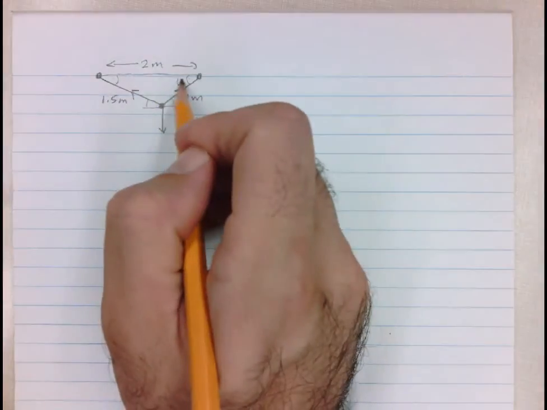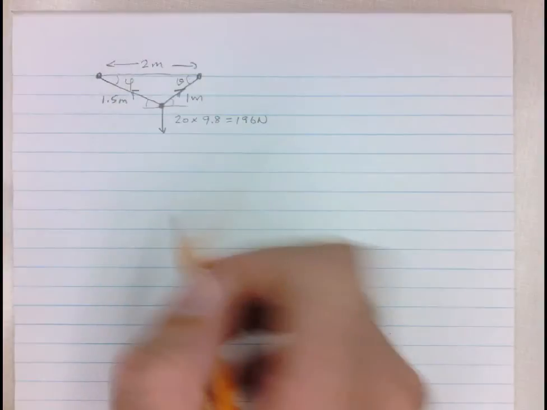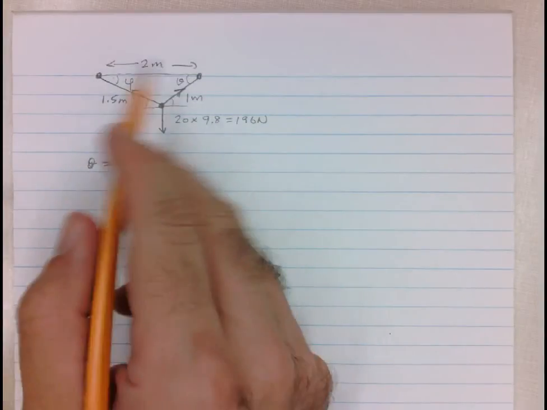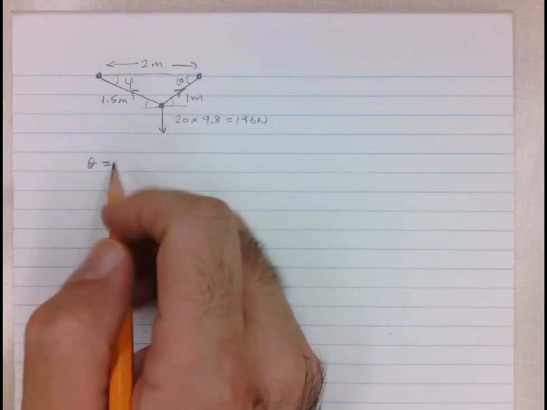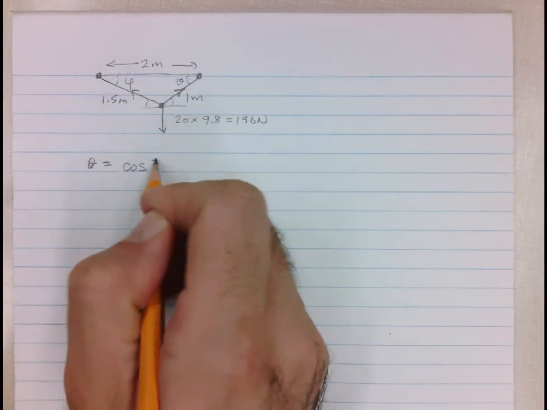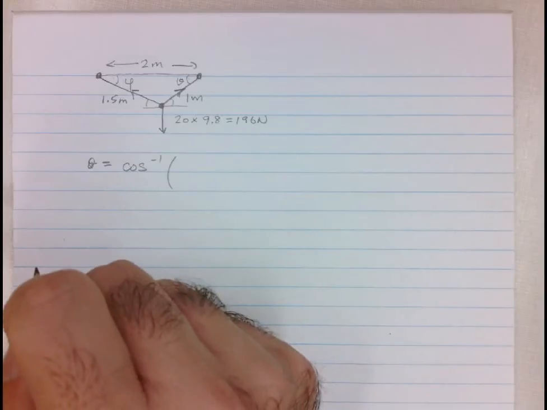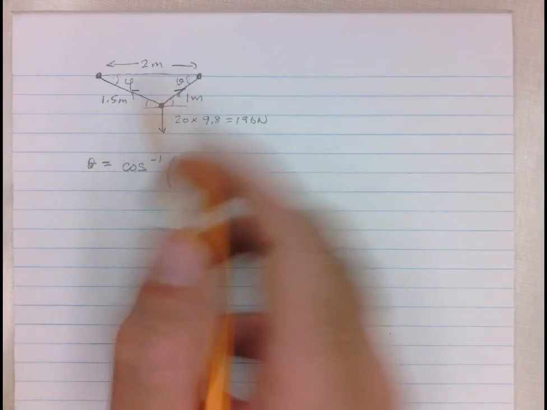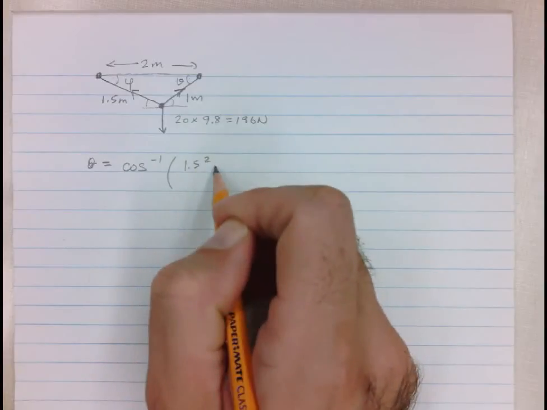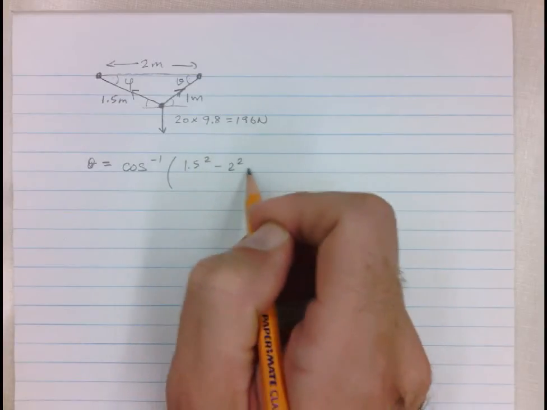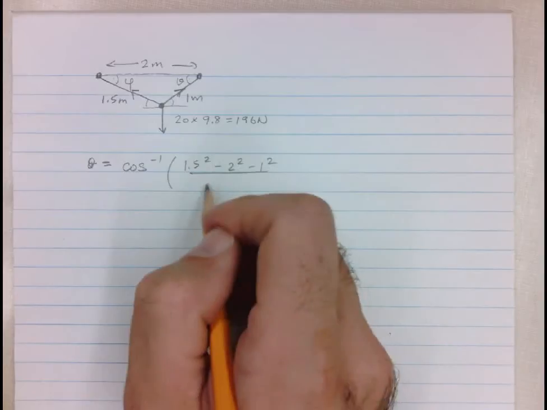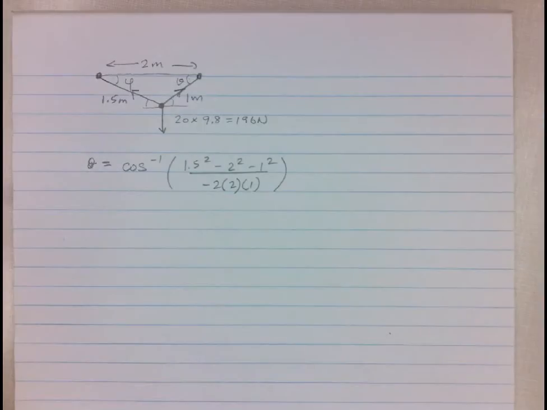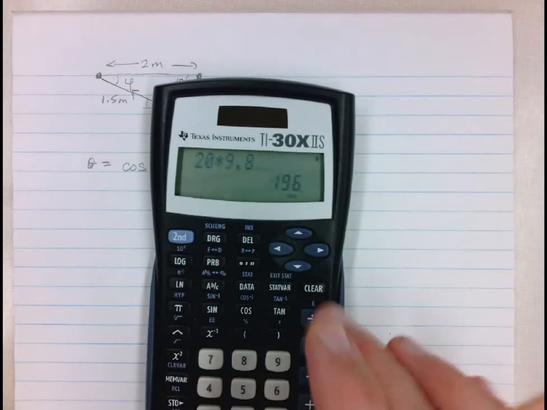So I'll call this one theta, I'll call this one phi. The first thing I'm going to do is calculate theta. Easy cosine law problem, so I'm going to go straight to writing out my isolated variable. Since 1.5 is the opposite side, we have 1.5 squared minus 2 squared minus 1 squared all over negative 2 times 1. I do want to show this on the calculator here just to make sure that we're inputting it correctly.